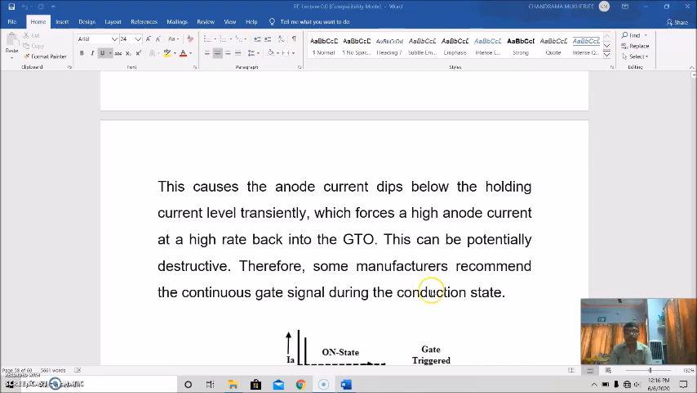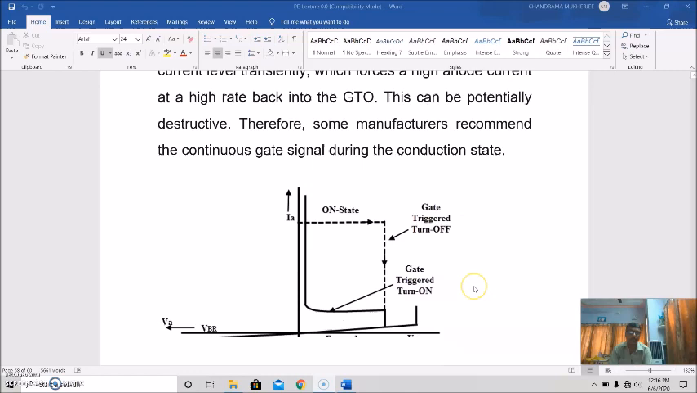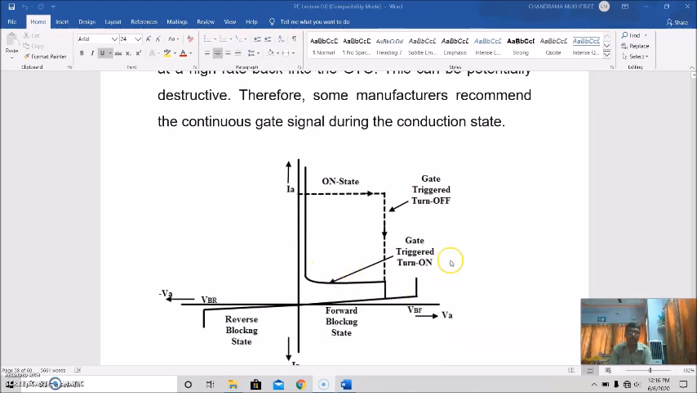This causes the anode current to dip into the holding current level transiently, which forces a high anode current at a high rate back into the GTO. This can be potentially destructive. So some manufacturers recommend a continuous gate signal during the conduction state. So these are the characteristics for blocking voltage. This is the forward blocking state.